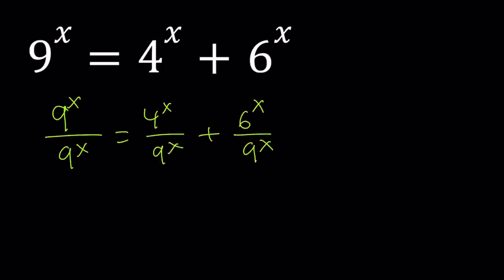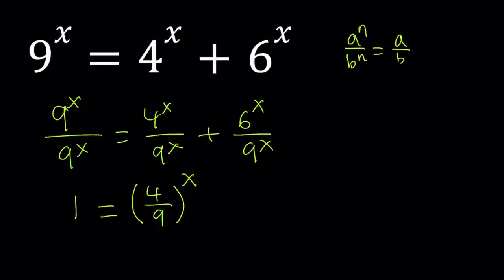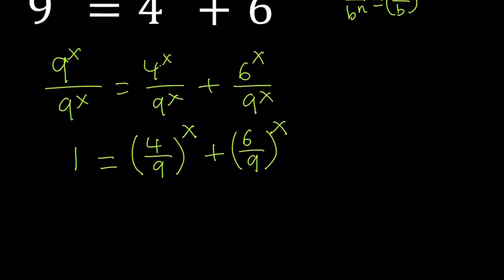Now, 9 to the power x divided by itself is going to be 1. Now 4 to the power x divided by 9 to the power x can be written as 4 over 9 to the power x by using properties of exponents. When you have a to the n divided by b to the n, you can write it as a over b to the power n. Great. We're going to use the same property one more time and write this as 6 over 9 to the power x.